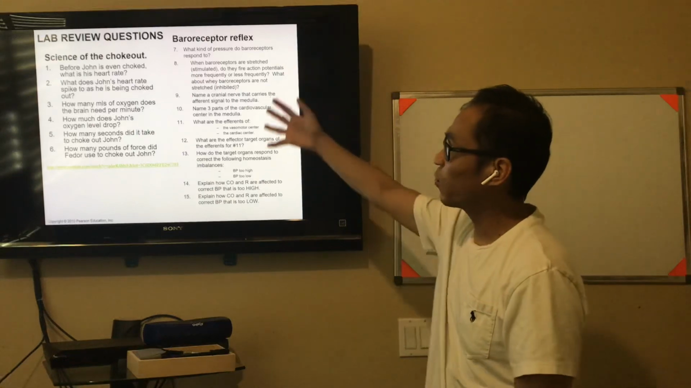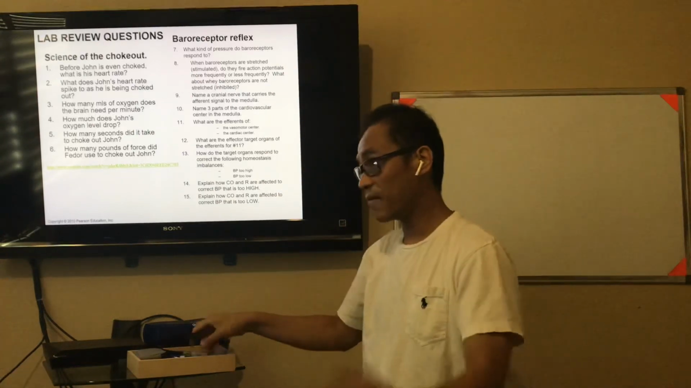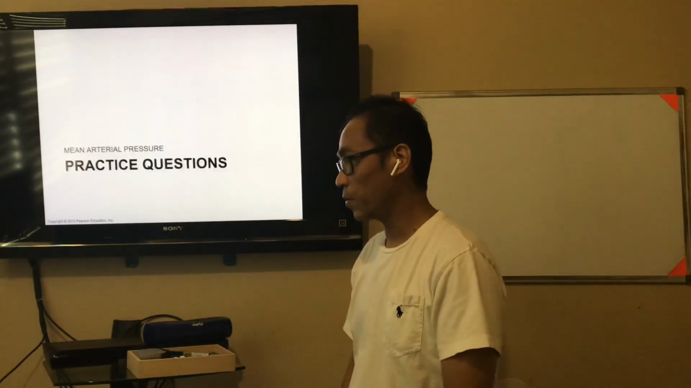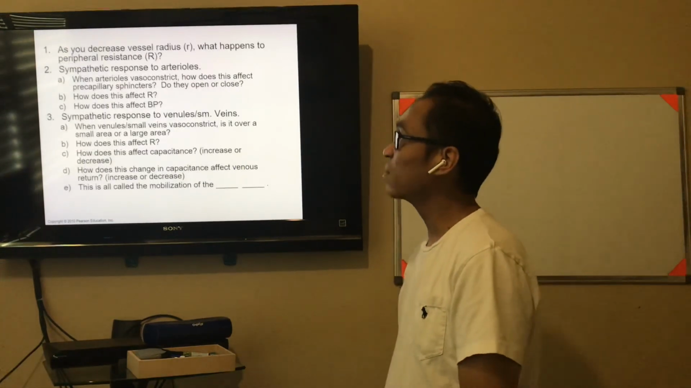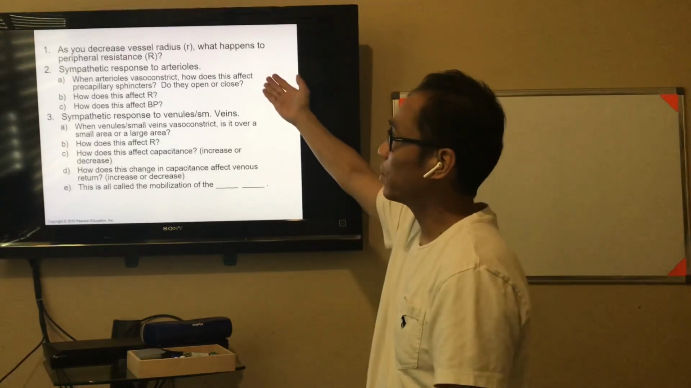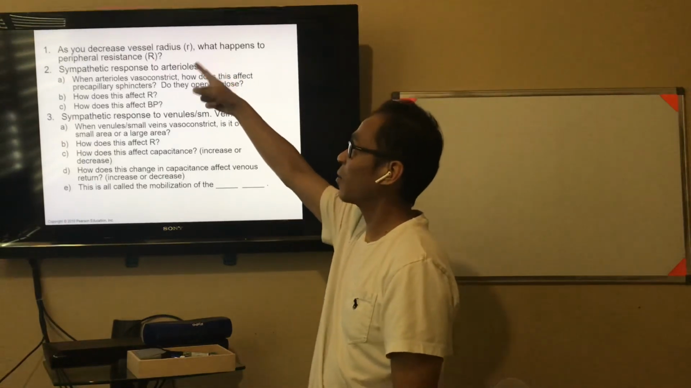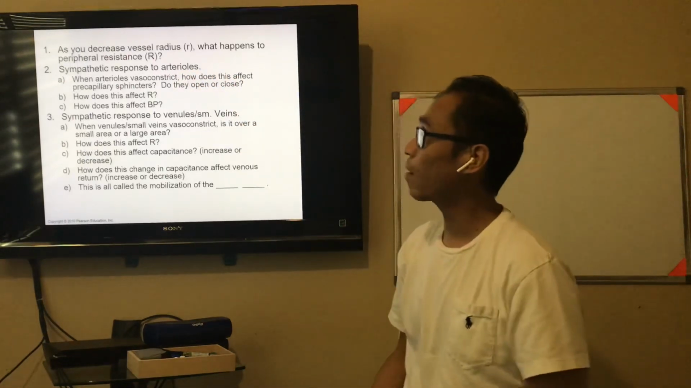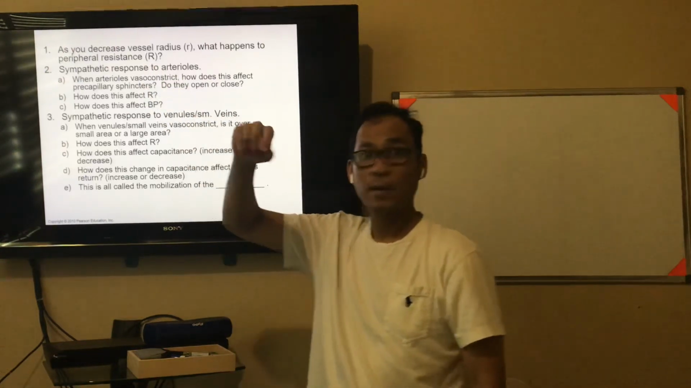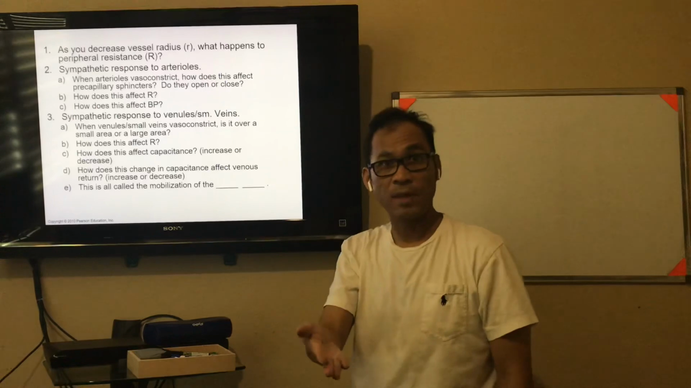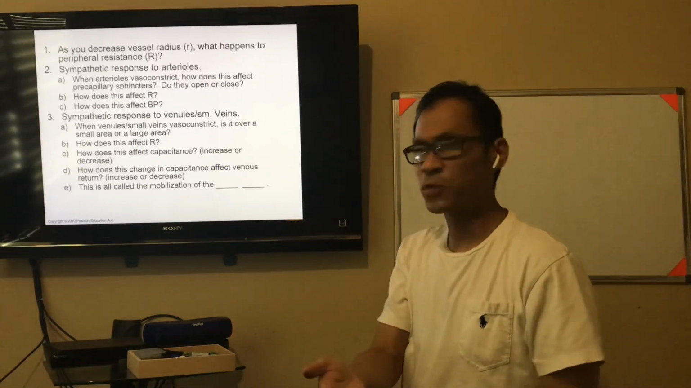And so here are some review questions on the baroreceptor reflex. And I have more practice questions for you. These I'll do with you. For example, if you want to quiz yourself, you can turn the sound down. Number one, as you decrease vessel radius little r, what happens to peripheral resistance big R? You dramatically increase big R. In fact, it's inversely proportional to the fourth power.